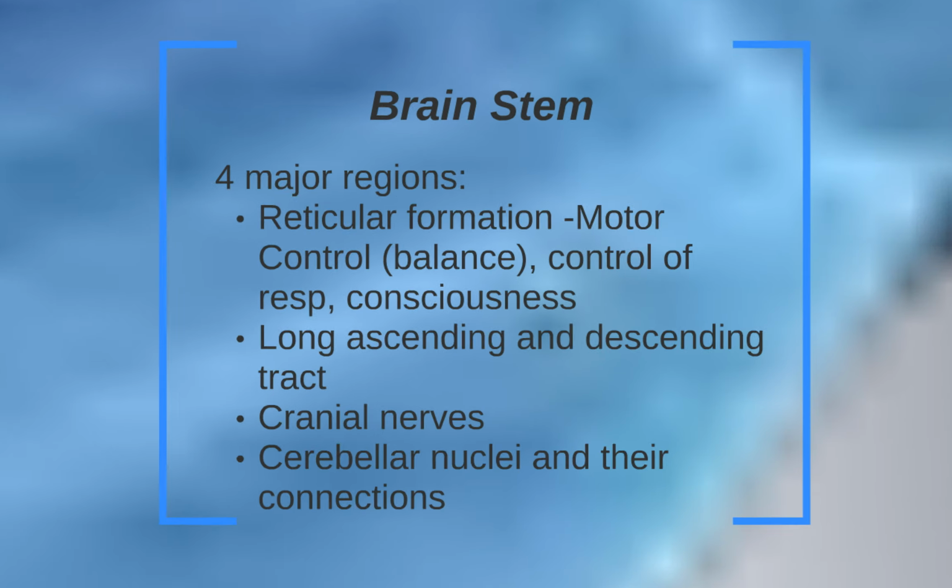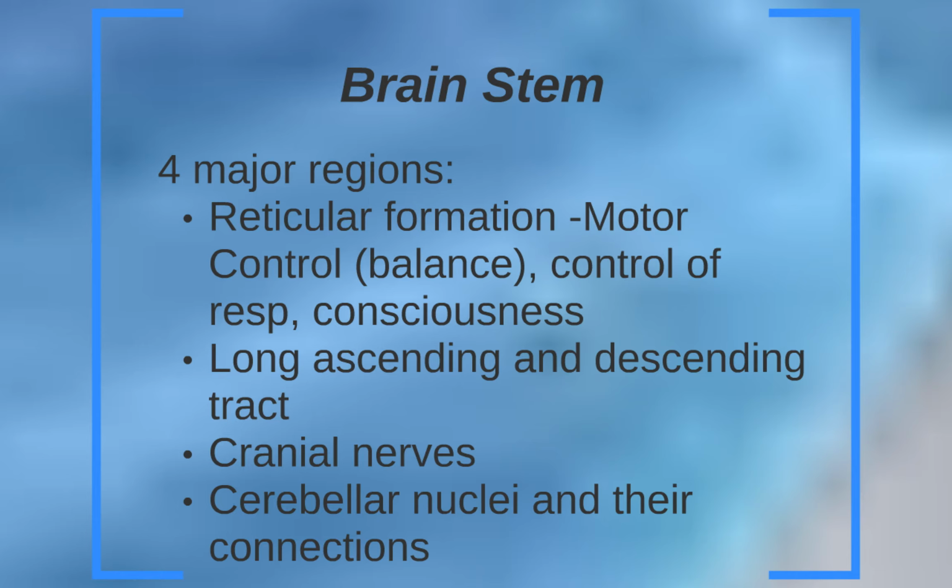So we pass down into the brainstem, which is made up of four major regions. There's our reticular formation, which is responsible for the transmission of information related to motor control or balance, our respiratory functioning, and our consciousness. We also have our long ascending and descending tracts, which is where information is relayed from the cortex through the brainstem into the spinal cord. We also have our centers for our cranial nerves and the cerebellar nuclei that are interacting directly with the cerebellum.